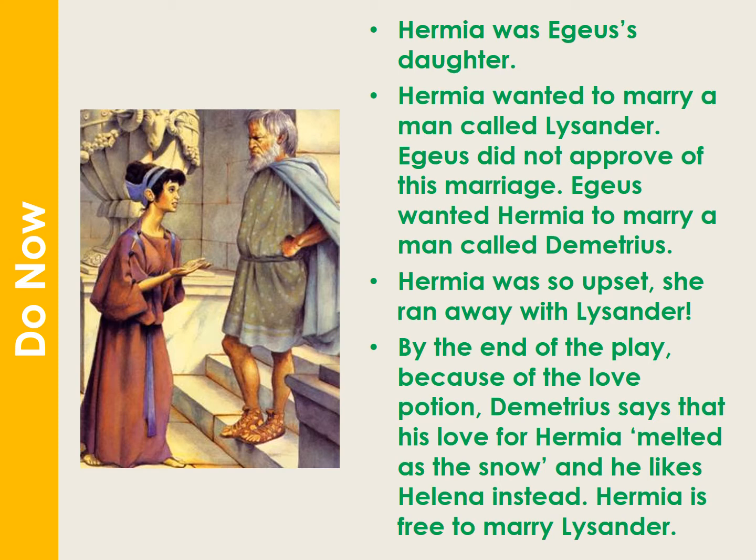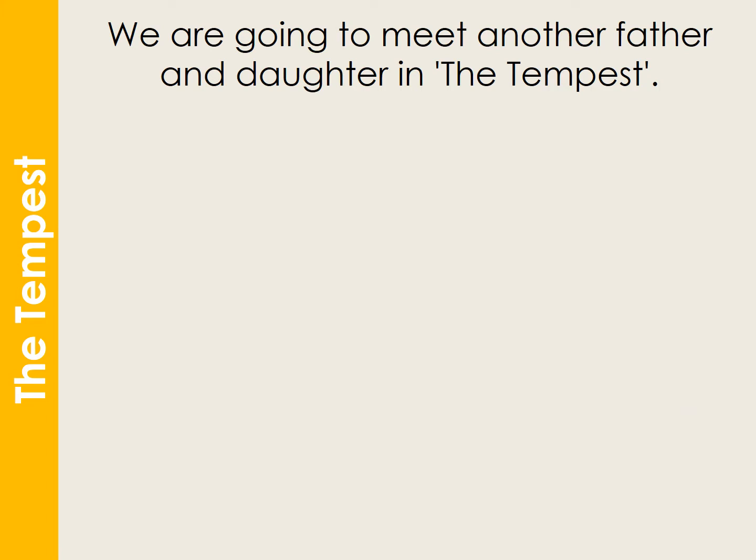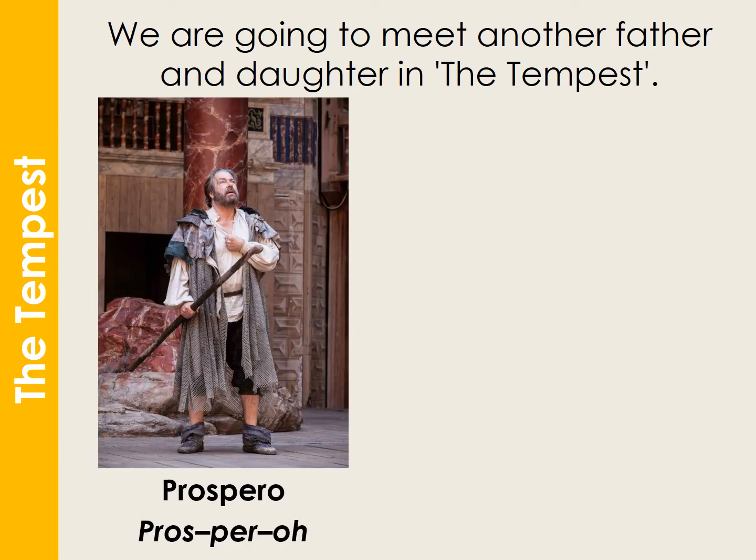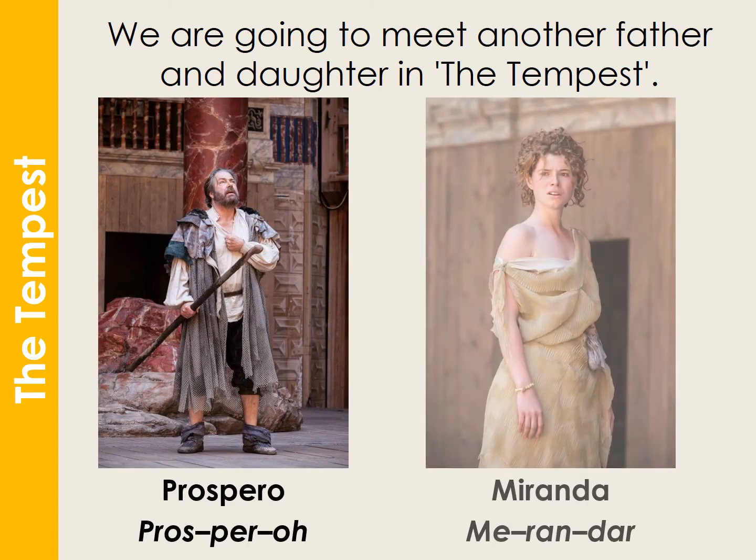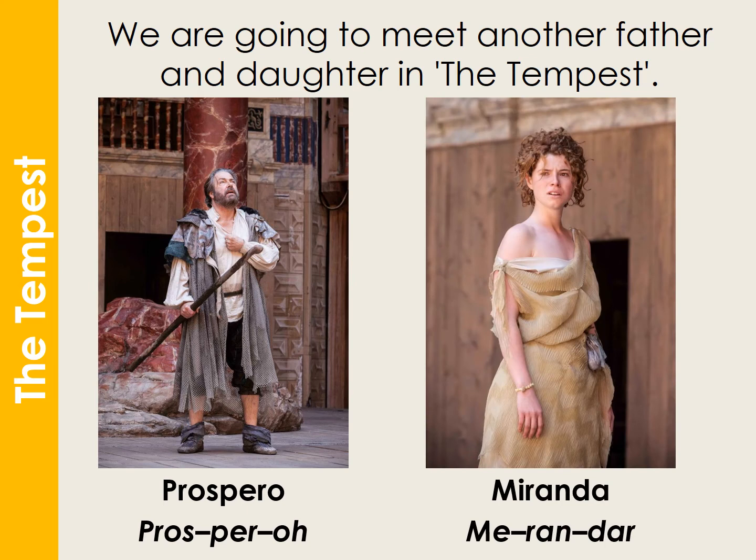So well done if you remembered that, because yet again with another Shakespeare play we have lots of characters, lots of names to remember, but they will become easier in time. So, why have I asked you this question about A Midsummer Night's Dream? Why have I asked you to cast your minds back to Year 7? Well, in The Tempest, we're going to meet another father and daughter. The father here is Prospero, and the daughter is Miranda.